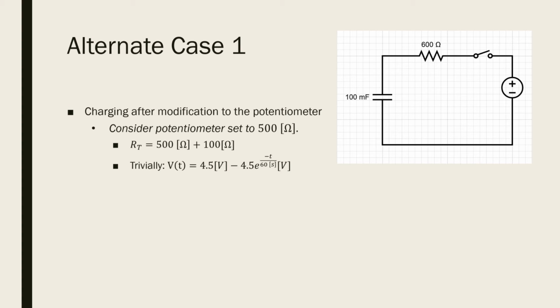An alternate case would be if I set the potentiometer to 500 ohms. Then you'd have 500 ohms in series with 100 ohms. And trivially, we can find that the expression for voltage is the exact same, except for the exponent of e, where the denominator is going to be 60 seconds instead of 10 seconds.